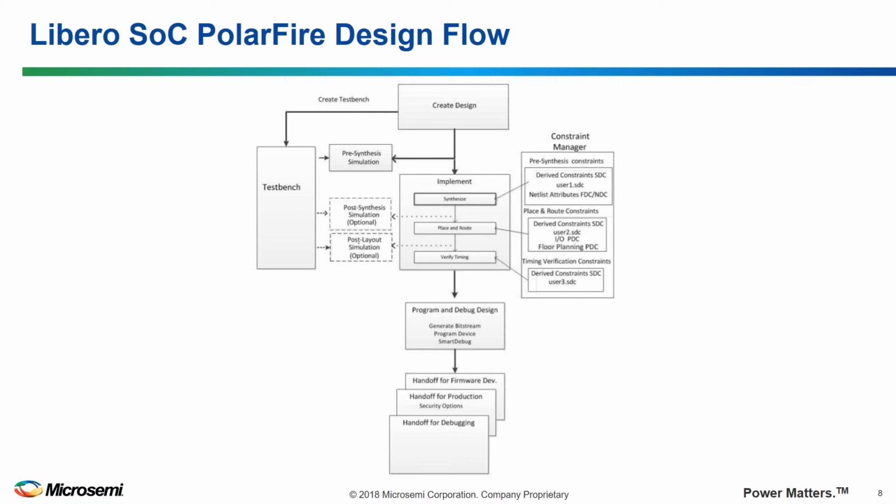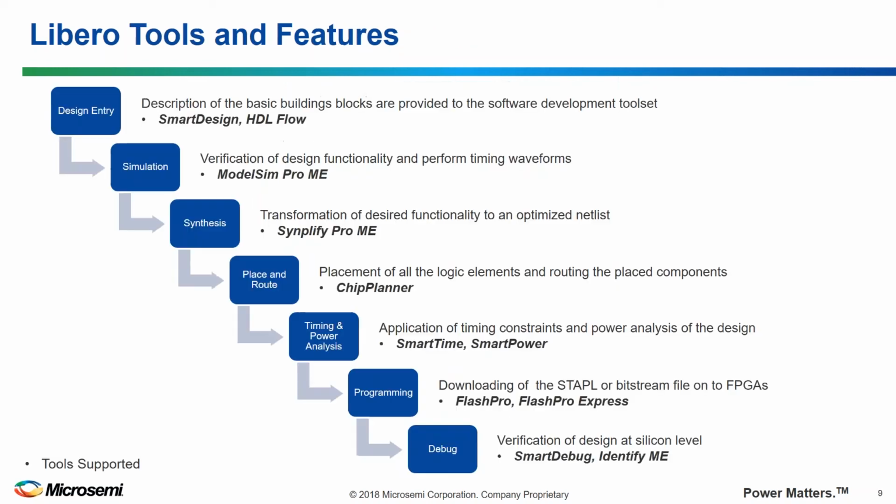And once you've gotten through your implementation phase and you've met your timing and optionally your power objectives, then you can move on to programming and debugging, where you generate your bit stream. Then you can hand off the design for production. If you have a processor in a design, you can hand off the design for firmware development, and you can also export files that can be used to debug the design in the lab environment.